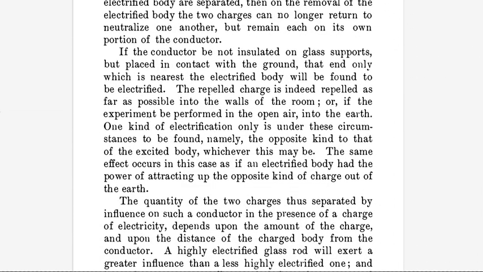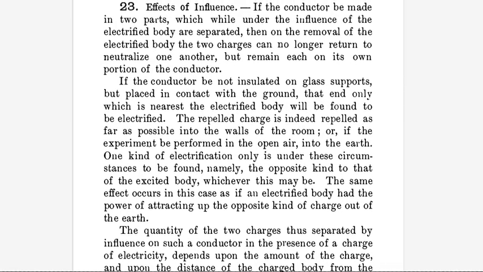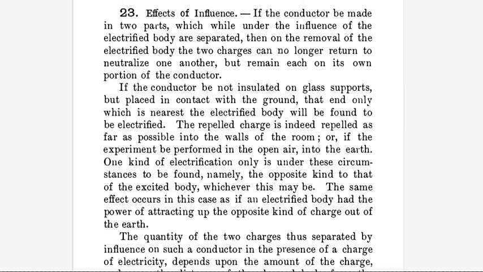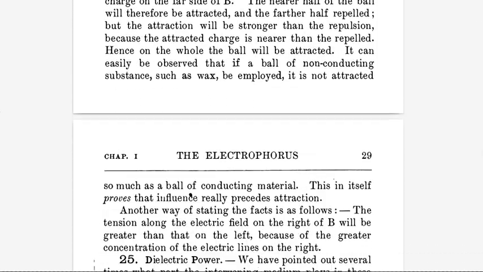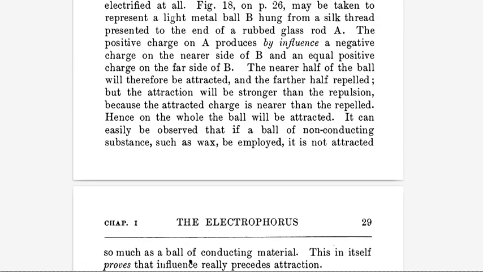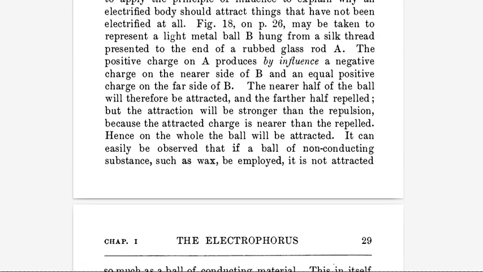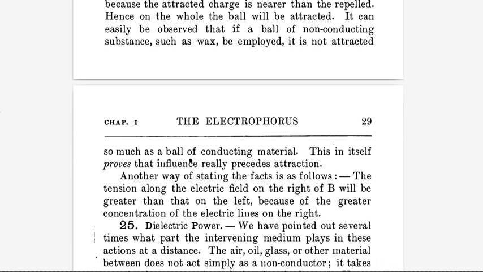It can easily be observed that if a ball of non-conducting substance, such as wax, be employed, it is not attracted so much as a ball of conducting material. This in itself proves that influence really precedes attraction. Another way of stating the facts is as follows. The tension along the electric field on the right of B will be greater than that on the left, because of the greater concentration of the electric lines on the right.